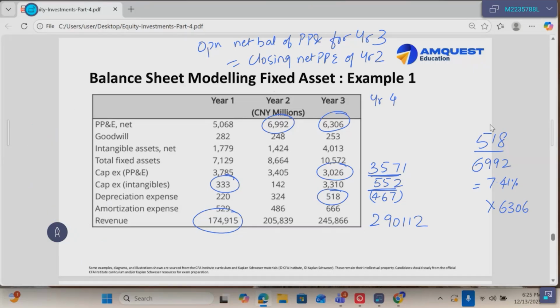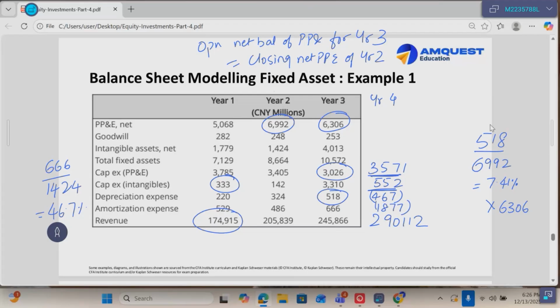So for amortization also, we have to do the same thing. Amortization is 666. Opening balance of intangibles will be the closing balance for the year. So it is 666 divided by 14. This is around 47%, 46.7%. Intangibles is 3310 of this particular year. The closing intangibles is 4013. So we have to take 4013 multiplied by 46.7%, and let's see what is the answer for this. That is coming as 18.